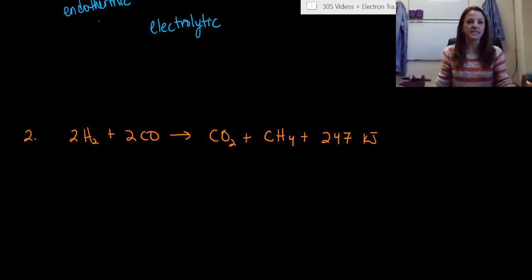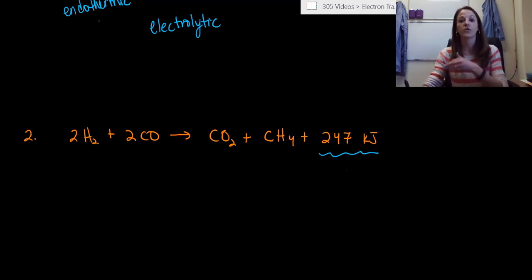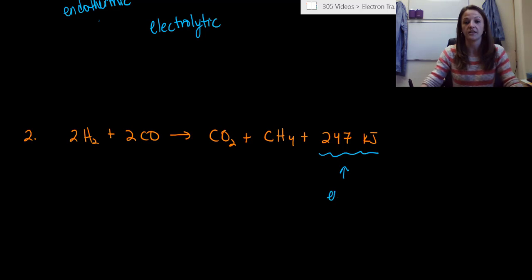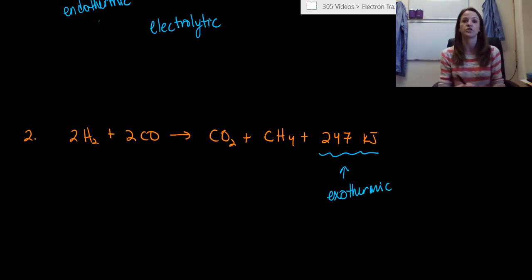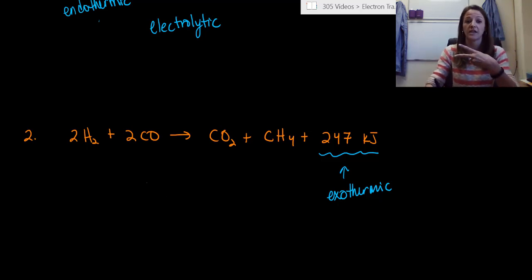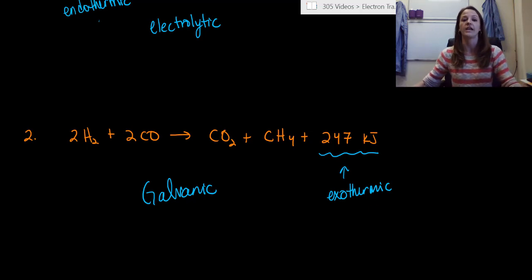Alright, so you use the exact same thought process here. So you automatically look for the energy component. And this time the energy component is written on the product side. So this is telling us that this is definitely an exothermic reaction. So something that happens naturally or spontaneously. Very easily we can take hydrogen gas and carbon monoxide and convert them into carbon dioxide and methane. It's super easy to go from reactants to products. So if it's an exothermic reaction, it's a spontaneous process, I would predict that this would be a galvanic cell. Okay, galvanic. All right, next one.